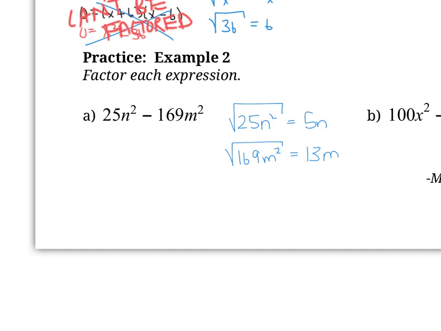Now we can only use our difference of squares trick if there's a minus sign in between, and there's a minus sign. So that means that we can just rewrite this as two binomials, conjugates. We're going to write our first root first, so 5n, and then our second root next. And then one of the binomials has a plus sign and one of them has a minus. Because these are conjugates, the middle term will cancel out and we'll just be left with the square root of the first term, the square root of the second, and a minus in between.